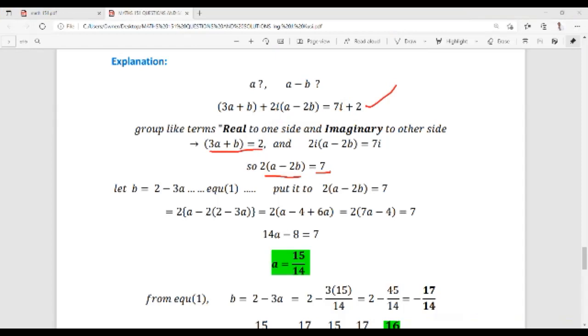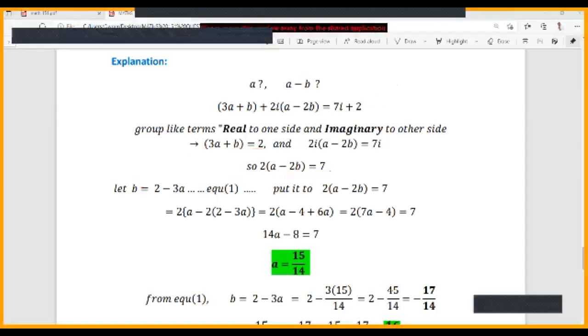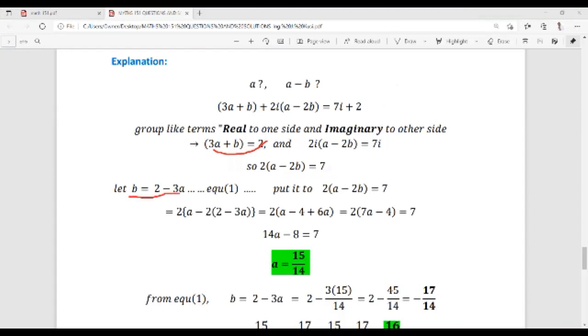Yes, sir. Okay, good. So now, if you look at this side, we can make B the subject in this format. So how do you make B the subject? You can just take 3A to this side. So it will be B equal to 2 minus 3A. And we can call it equation 1. Do you agree? Yes. Okay, good.